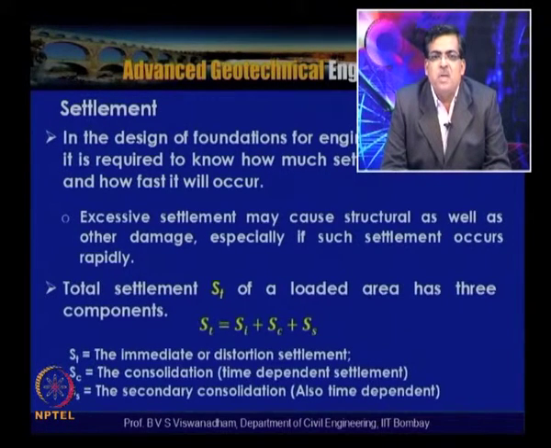Another example is peat type of soils. Because of their fibrous nature, they undergo very high secondary consolidation. That is the reason why marshy lands, particularly construction on marshy lands, are very highly prone to secondary consolidation settlements. So the total settlement is divided into S_I plus S_C plus S_S. The immediate or elastic or distortion settlement is S_I, then S_C is the consolidation settlement, which is time dependent, and S_S is the secondary consolidation. This is also a time dependent settlement.